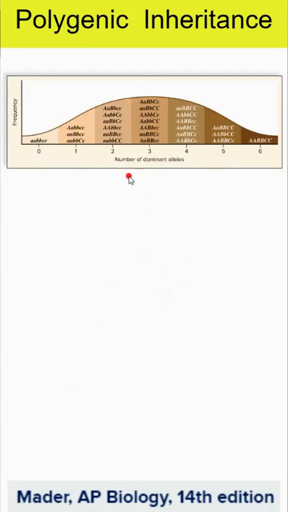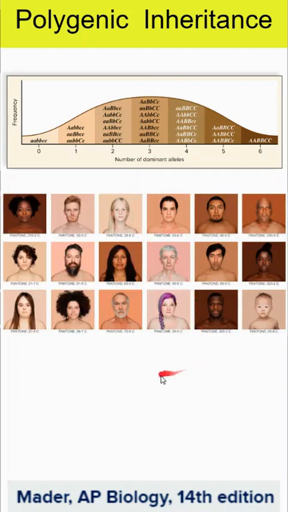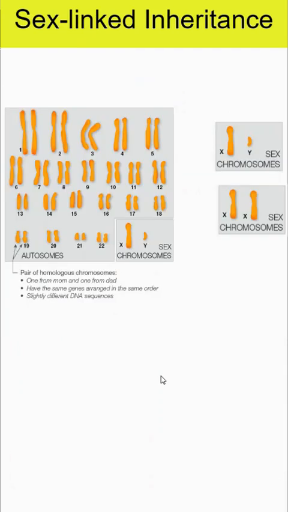Skin color would be an example of that. Skin color, it's not just one gene that determines your skin tone. You can have all sorts of variety based off of polygenic traits, many genes determining what is actually seen.